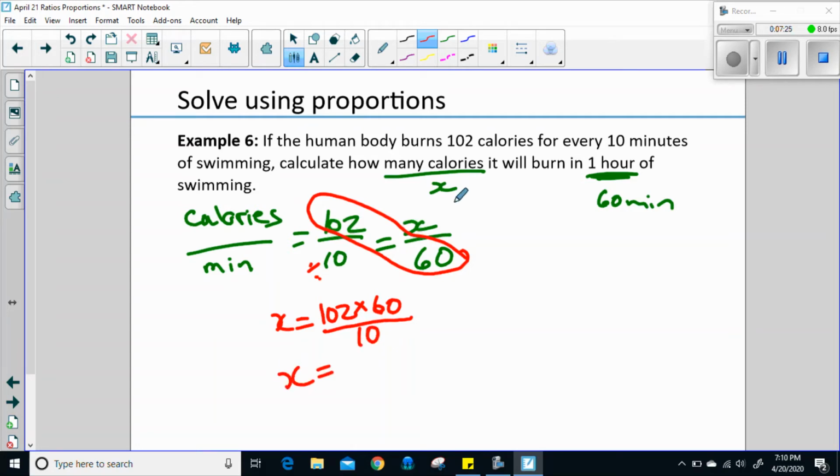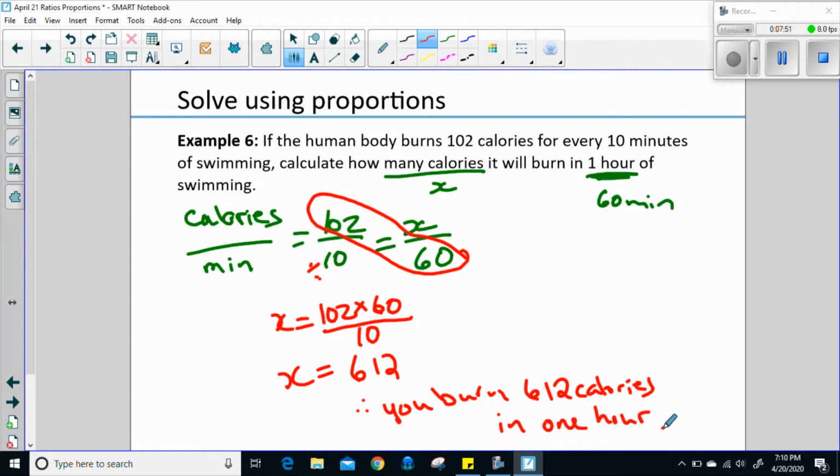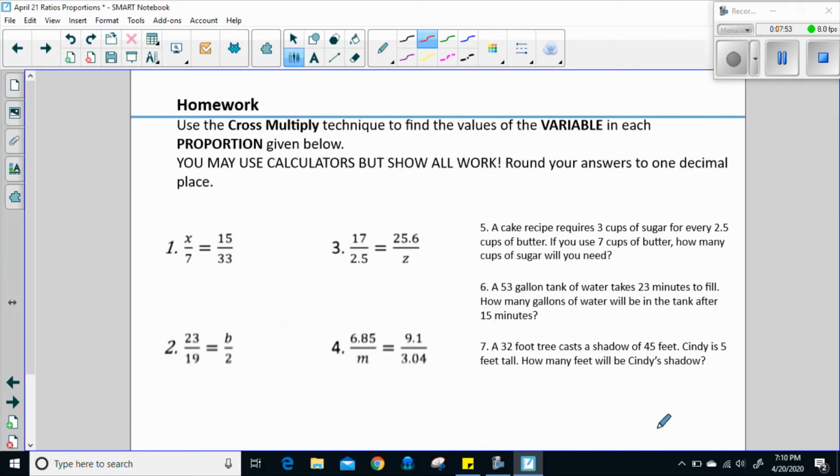So my answer in this scenario is 612. Therefore statement, you always do a therefore statement with a written one. Therefore, you burn 612 calories in 1 hour. Good. All right. So there's proportions. Here's some homework. I want you to try it.